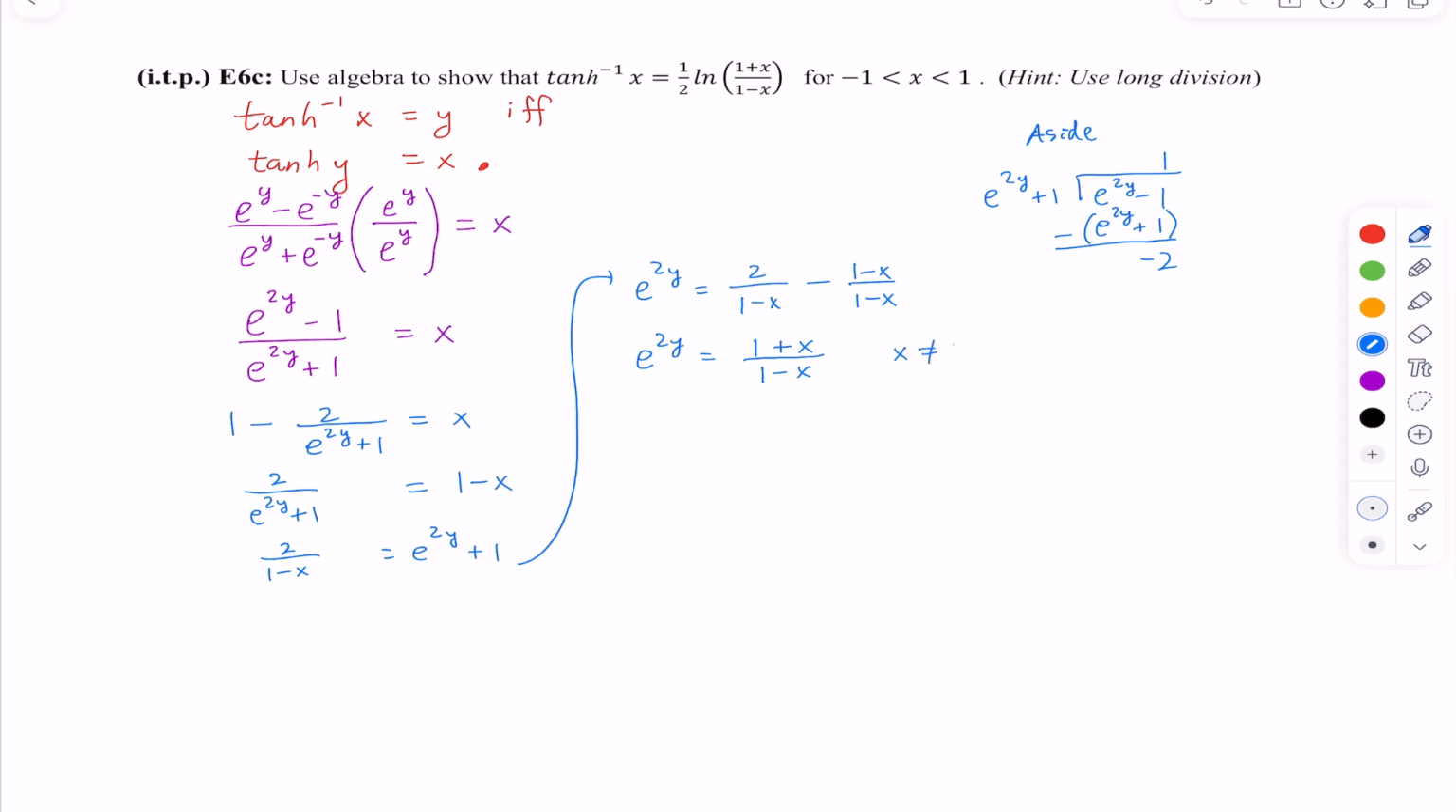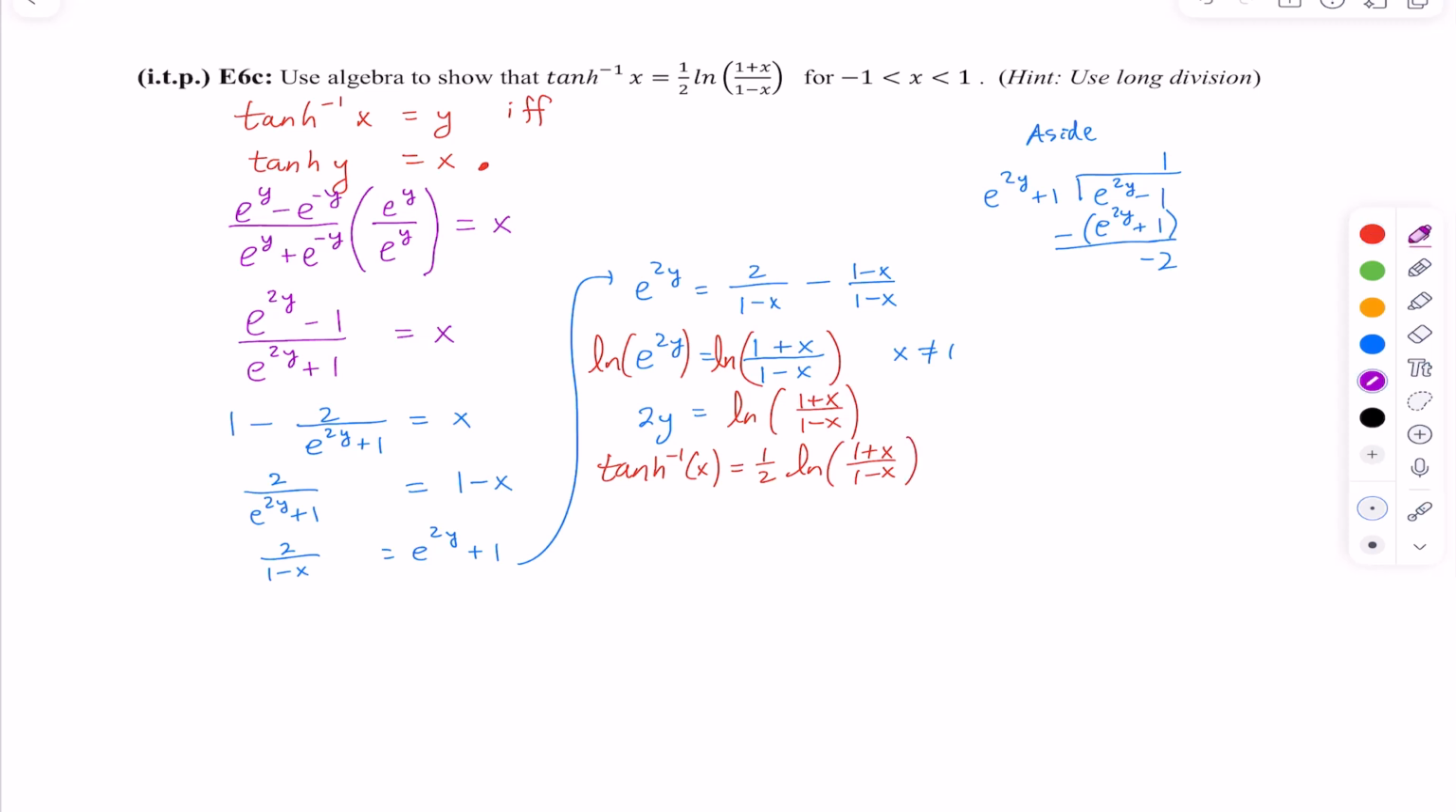Clearly, x cannot be 1. We're going to go ahead and take the natural log of both sides. We're going to use the inverse function here, which is the natural log function. And notice we finally got y by itself. But remember what y is. Y is the inverse hyperbolic tangent of x. And now that is equal to 1/2 the natural log of the argument 1 plus x over 1 minus x.